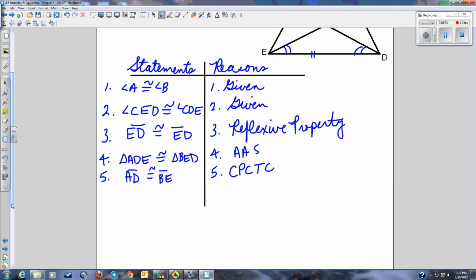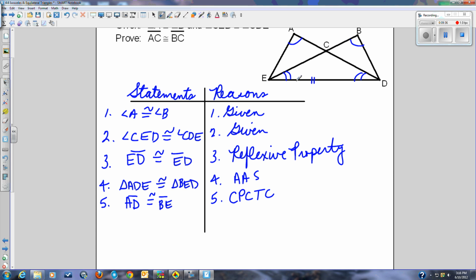Now, the other things that we know. We also know that we've got an isosceles triangle here right in the middle because we have base angles that are congruent. That's triangle CED. So if those base angles are congruent, we know that the legs of the isosceles triangle are congruent. So in other words, side CE has got to be congruent to side CD. Let's write that down. CE is congruent to side CD, and that is by the converse of the isosceles triangle theorem.